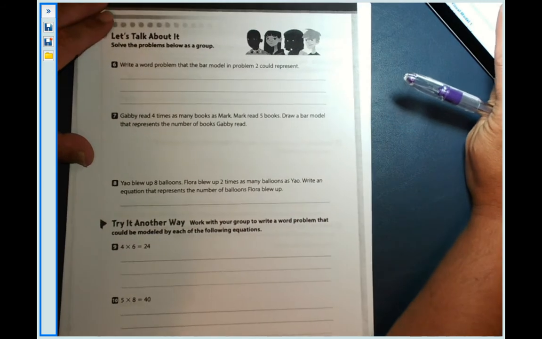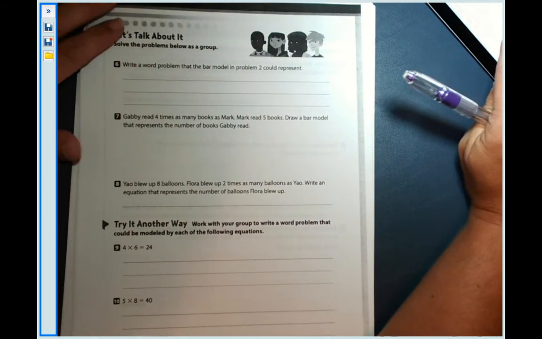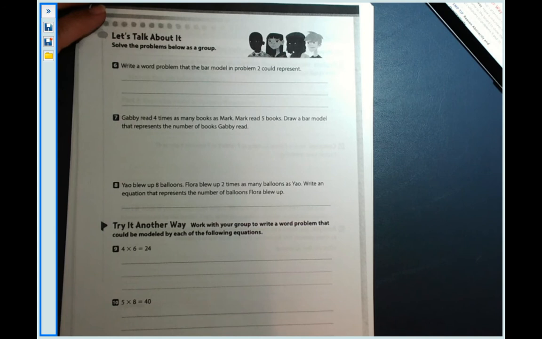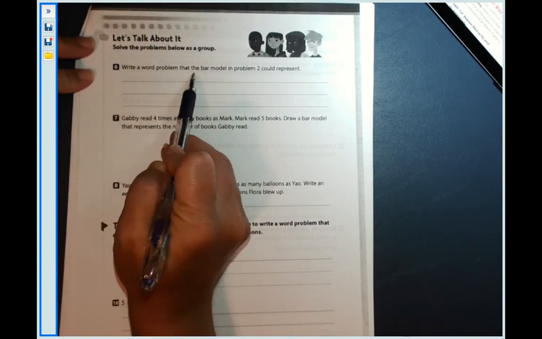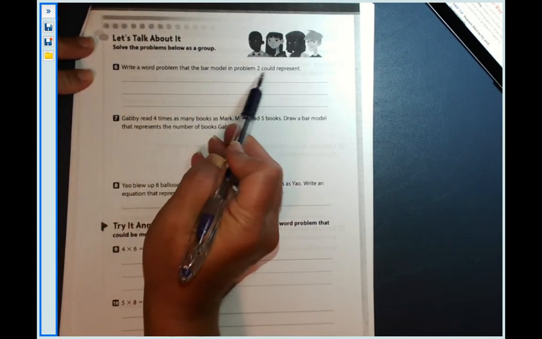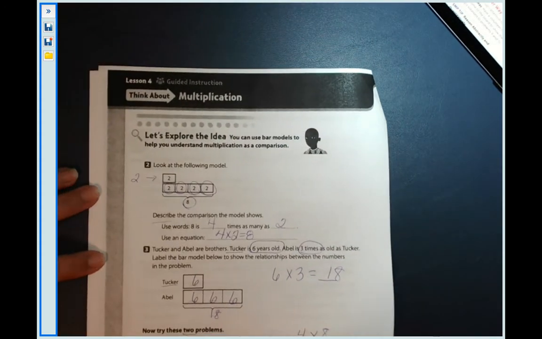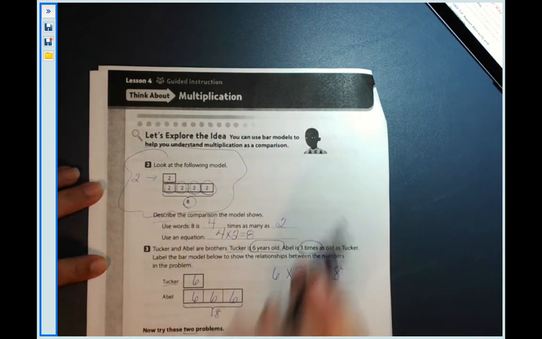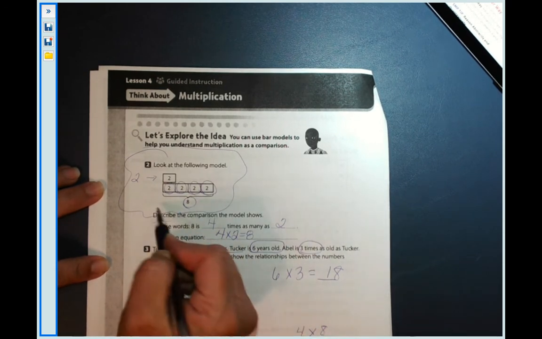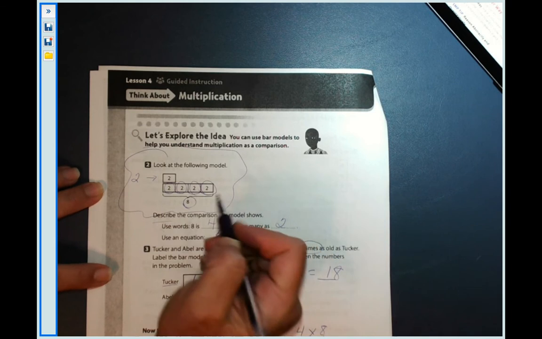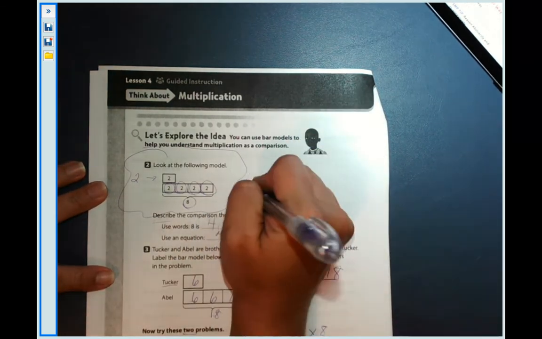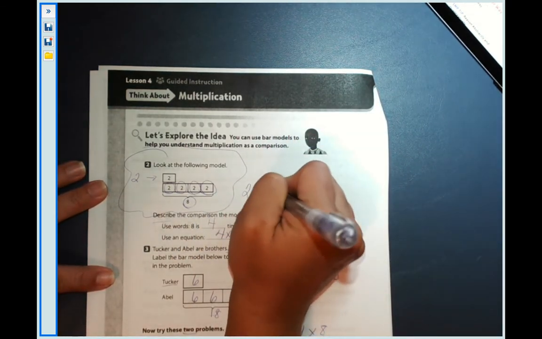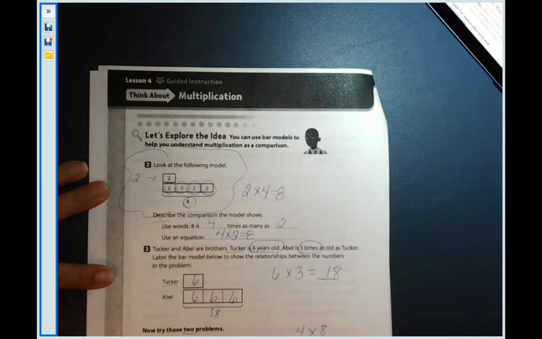All right, so here are a few more that we're going to do, and then I may have you do some on your own. It says write a word problem that the bar model in problem 2 can represent. So here's our bar model in number 2. Look at the following model. 2, and it is 4 times as many, so it's going to be 2 times 4 equals 8.